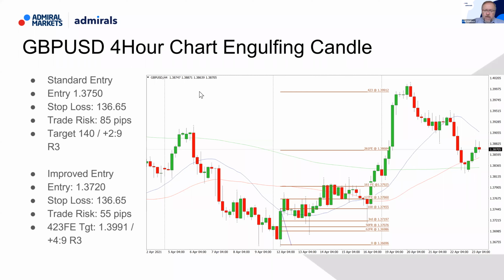But using our improved entry, now our entry is down here. It's a third of the way back into the candle. So it's an entry of 137.20, stop loss in the same place beneath the lows at 136.65. But now our trade risk is 55 pips rather than 85 pips. And the 423 target is up at 139.91. Well, now that generates a plus 4.9 reward to risk rather than 2.9.